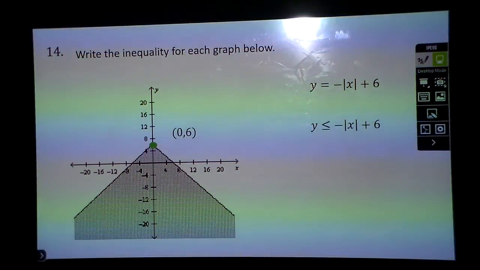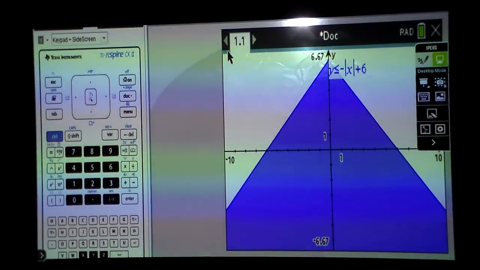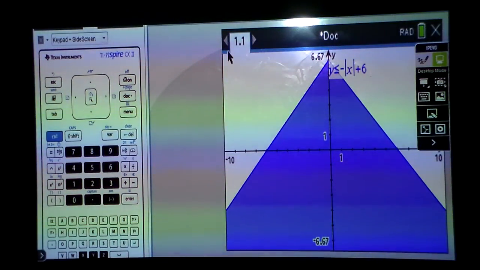And you can once again go to the calculator like we just did to test it out to see if that graph does look very similar, and it does.